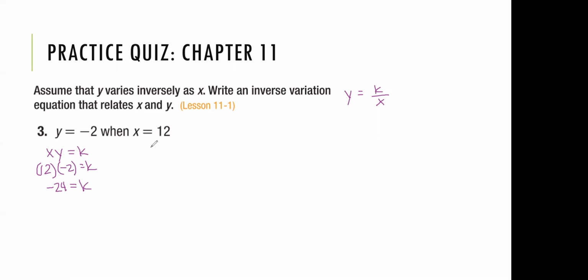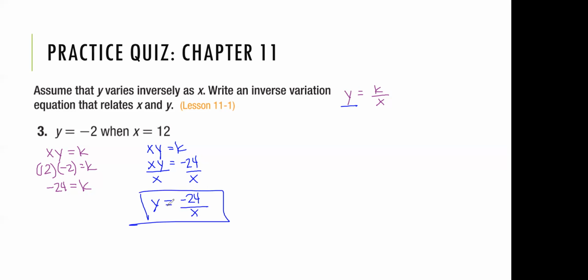All right, so now what we do is we have our x times y equals k. Now we know what k is, so x times y equals -24, and we want to solve for y. So we would divide both sides by x, and we get y equals -24 over x. So that would be our inverse variation equation, okay?